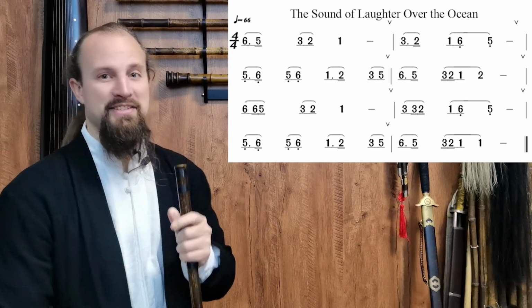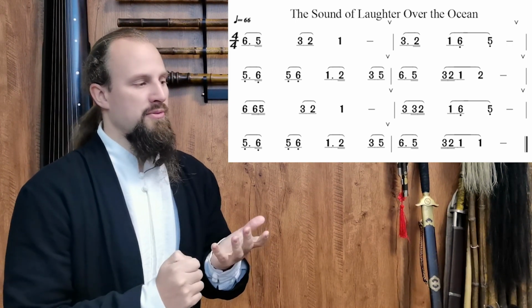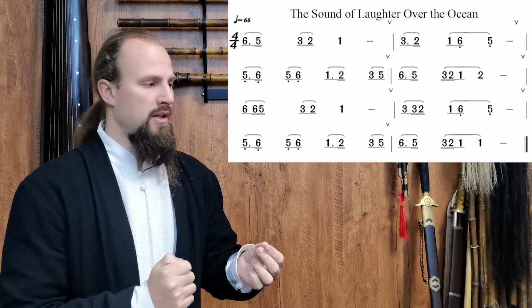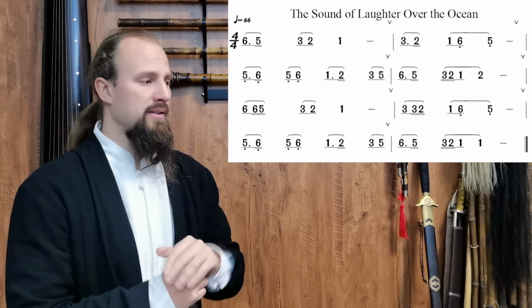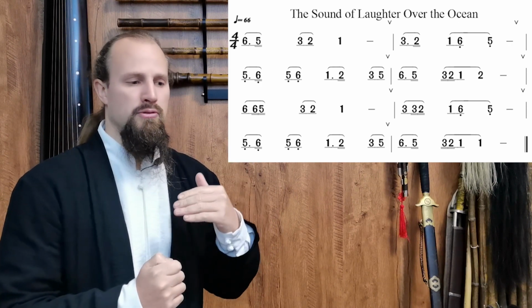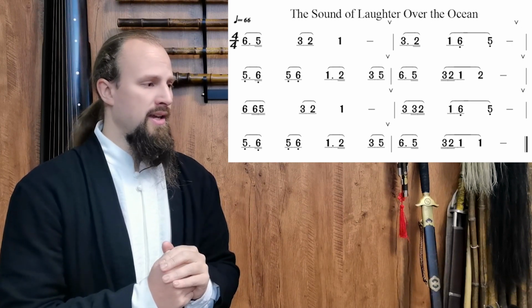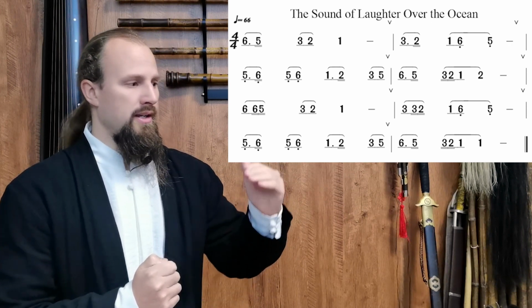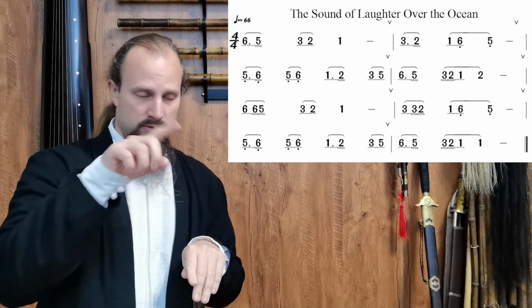And that is the sound of laughter over the ocean. Like I said, really fun. It's going to challenge you a little bit with some of that rearticulation. So in the third line, we have some pairings of 6s, some pairings of 3s, just kind of getting you to recover all those basics that we've covered, review everything, and make sure you stay on beat.